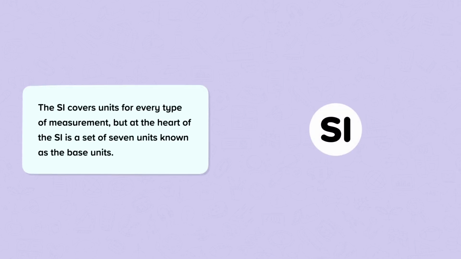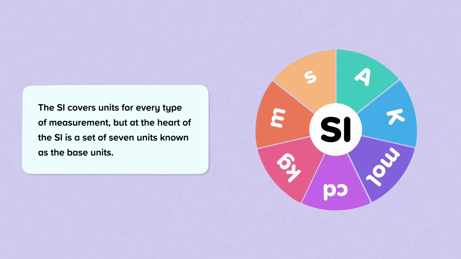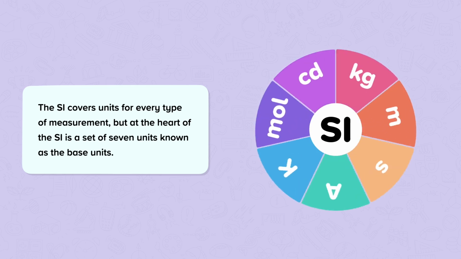The SI system covers units for every type of measurement, but at the heart of the SI system is a set of 7 units known as the base units. Everything can be measured in terms of these 7 SI base units. So how do we define the amount of substance? Well, the base unit for the amount of substance is the mole.